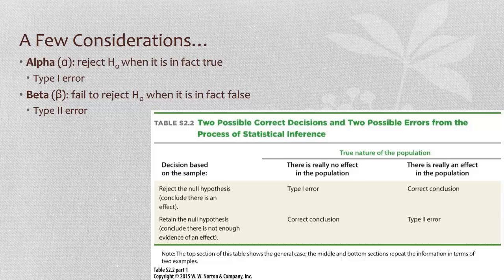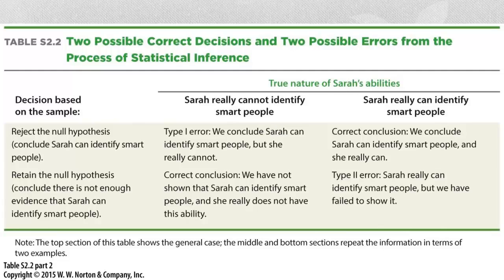Type 1, there is no effect, but we claim that there is an effect. Now, depending on your research scenario, sometimes one of these two errors will be more important than the other. Sometimes you'll want to make sure to avoid one of them over the other. And we'll talk about that in a few examples as we move forward.